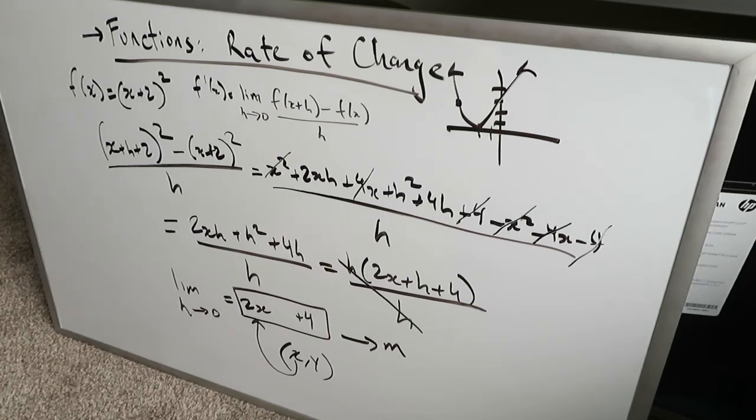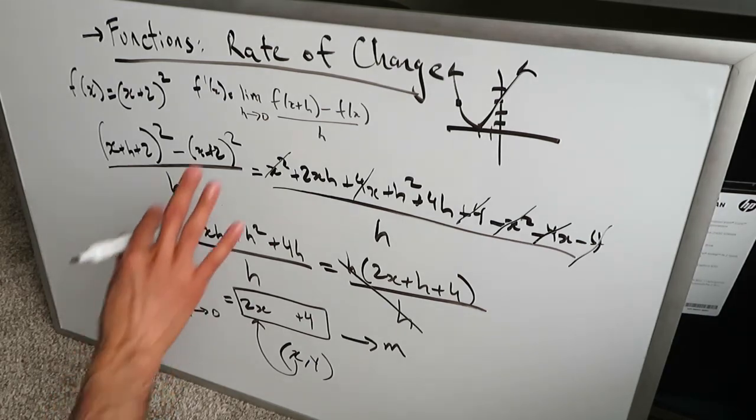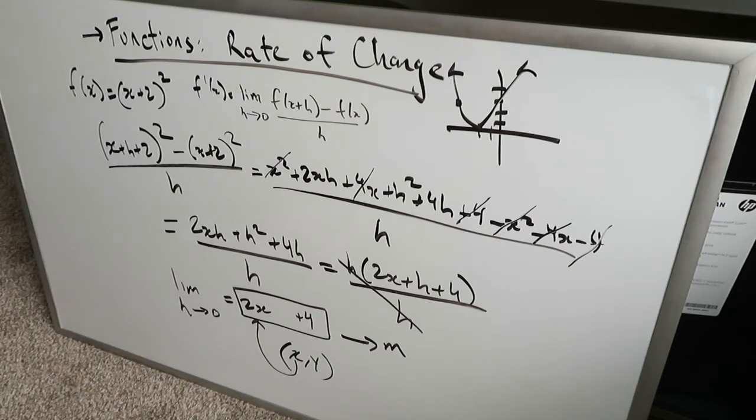So you can see how this process is drastically different compared to using the table of values and compared to using the derivative techniques when and if you learn them later on down the road. So this is like an intermediate process. You're using a combination of both techniques over here.